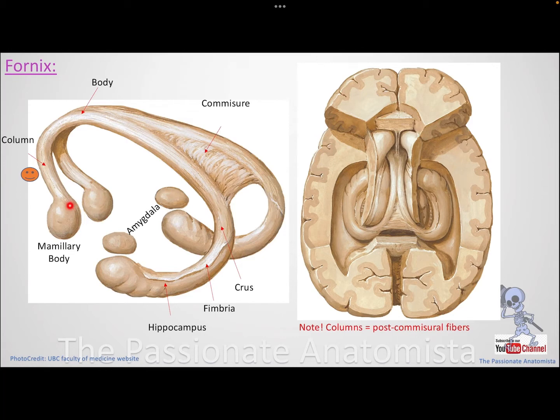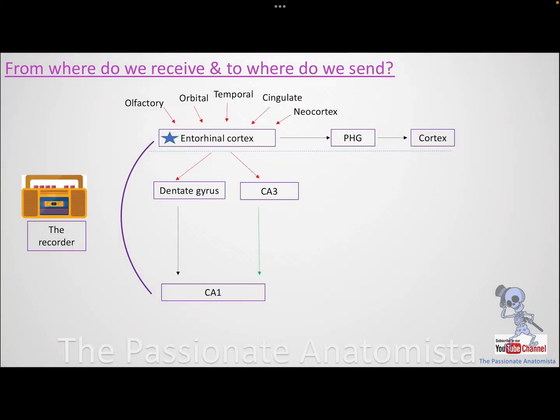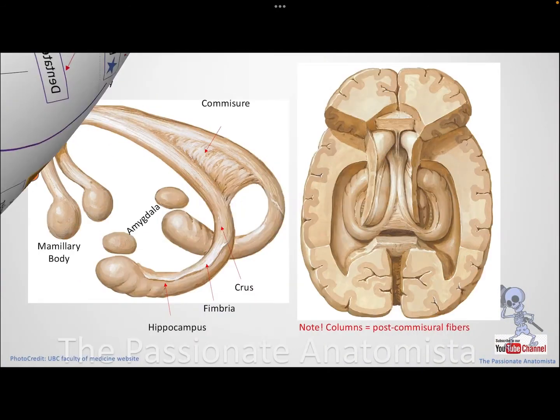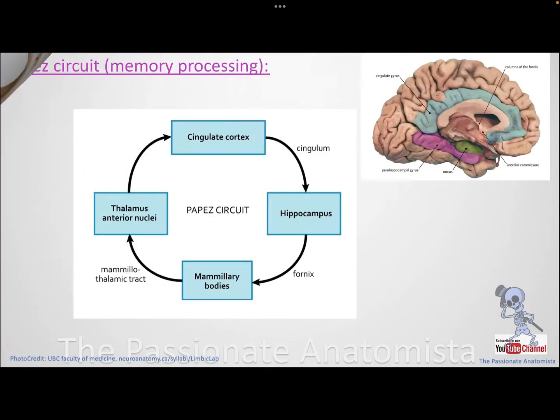And remember that the columns are the post-commissural fibers of your fornix, because the information also needs to be processed to pre-commissural fibers, okay? It's not only the columns that will help me to process the information, it's also the pre-commissural fibers that will take the information to the septal area and prefrontal cortex, and you need to process the information further.